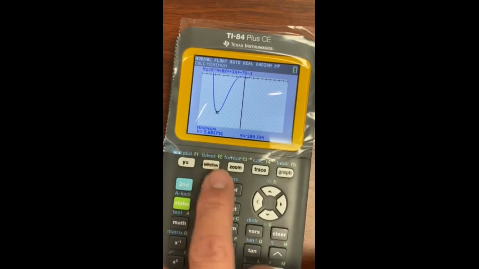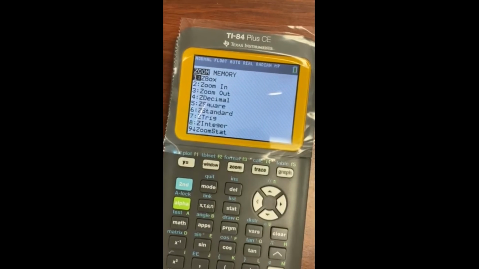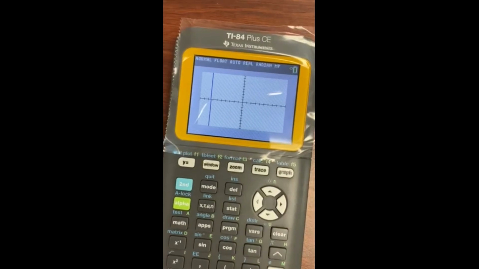Now here's something I would like to tell you. For you to reset the scale of your X and Y plane without resetting the memory, just hit zoom, go to standard, 6 there, and that should go back to the original one, and I can easily see the minimum and the maximum here.